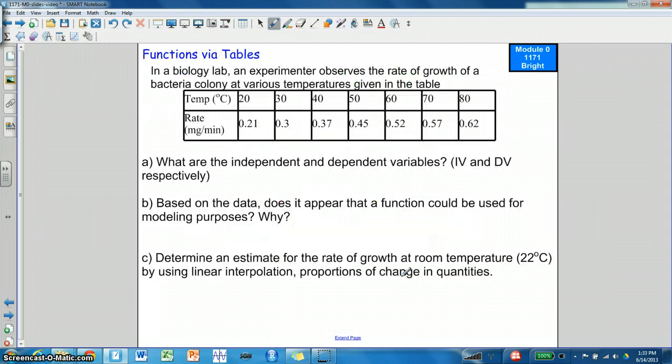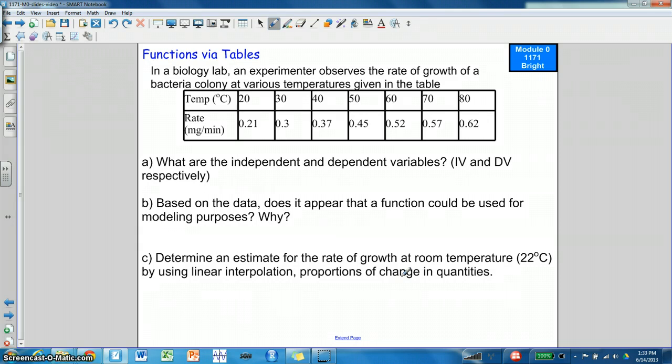Last and final way that we're going to study is through the use of a table. Okay, so we have a context here. We have a biology lab talking about rate of growth of bacteria at various temperatures. Temperatures given in Celsius. Rates are given in milligrams per minute. Okay, so part A, what are the independent and dependent variables?